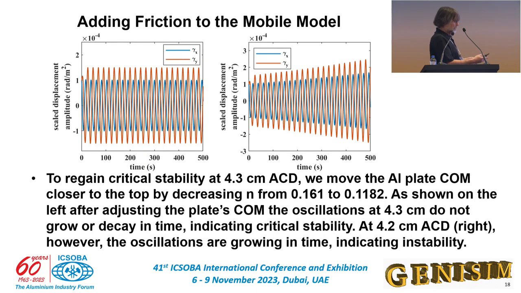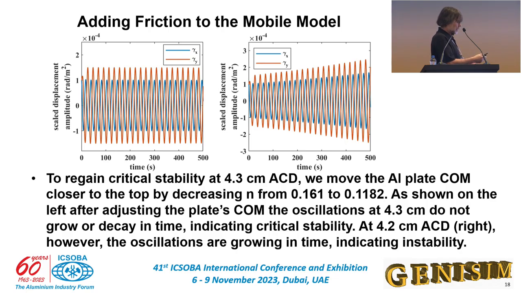So we have moved the center of gravity now to 0.118. And now with the damping and with the new offset of the center of gravity, I'm getting critical stability at exactly 4.3 centimeter ACD. And now I'm trying 4.2, I'm getting this slight acceleration, so it is unstable, and then I have a growing rate of my perturbation.